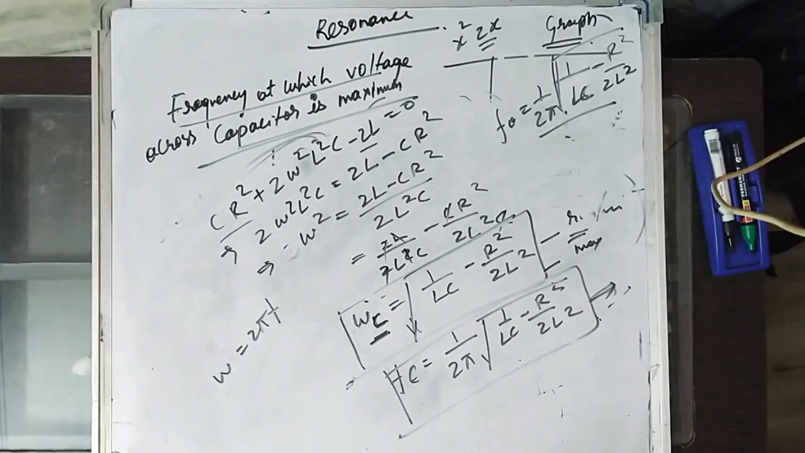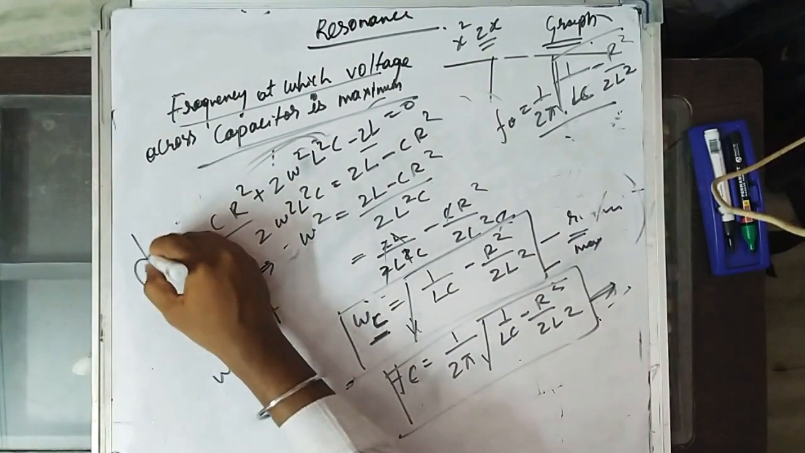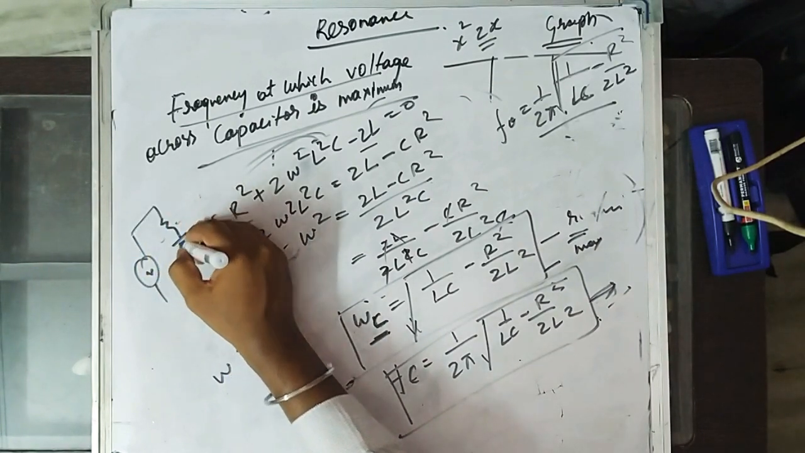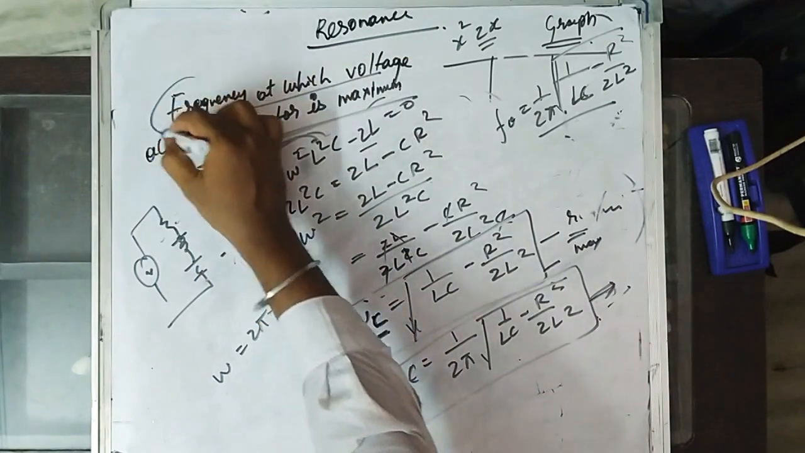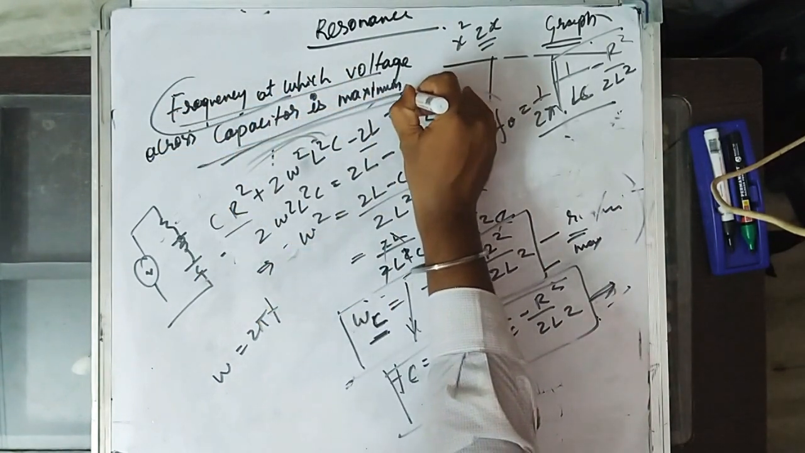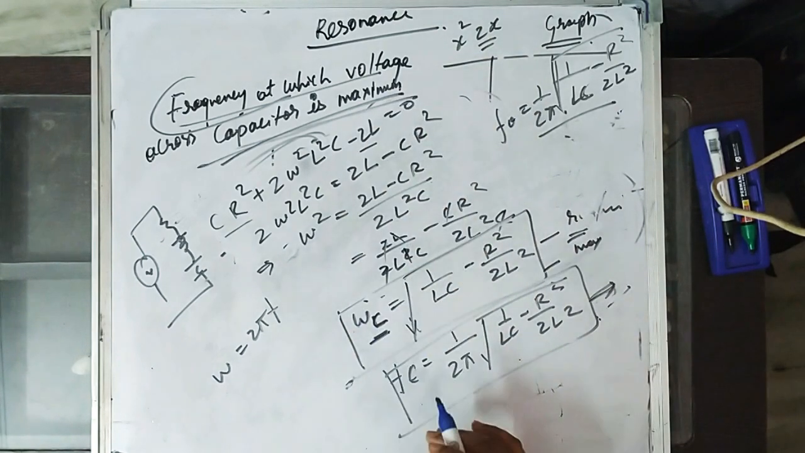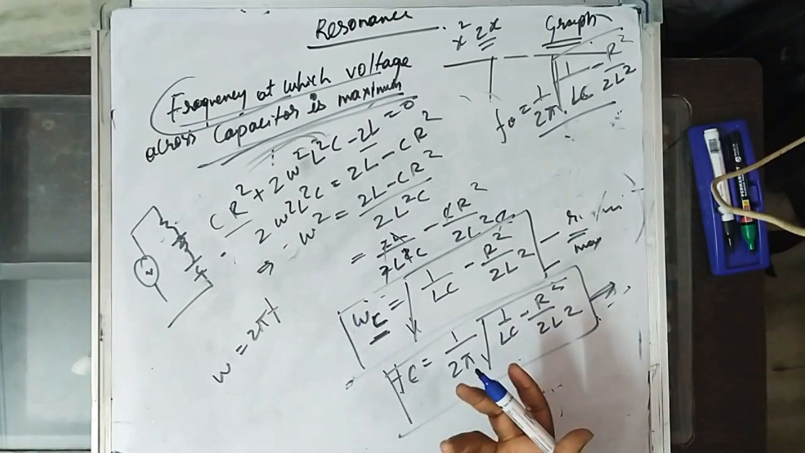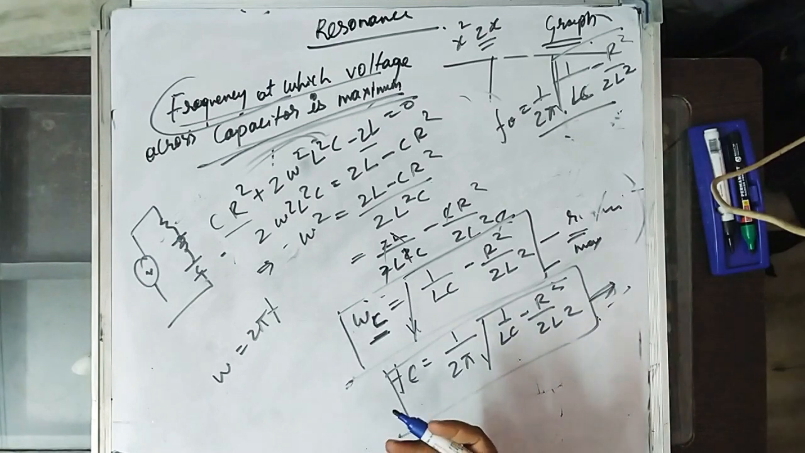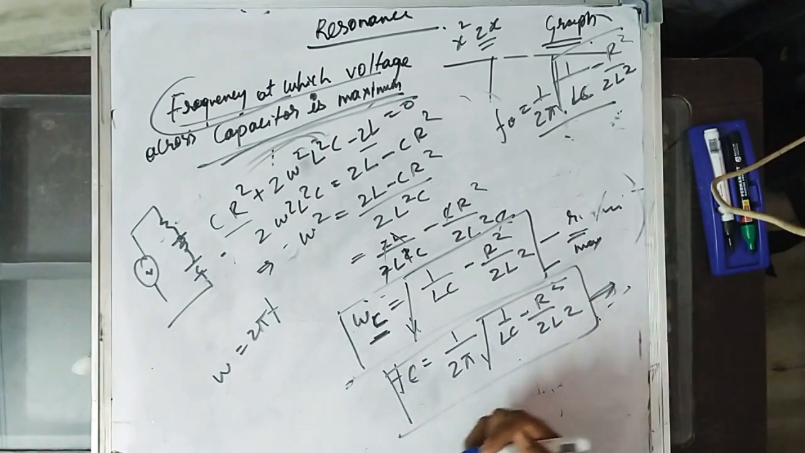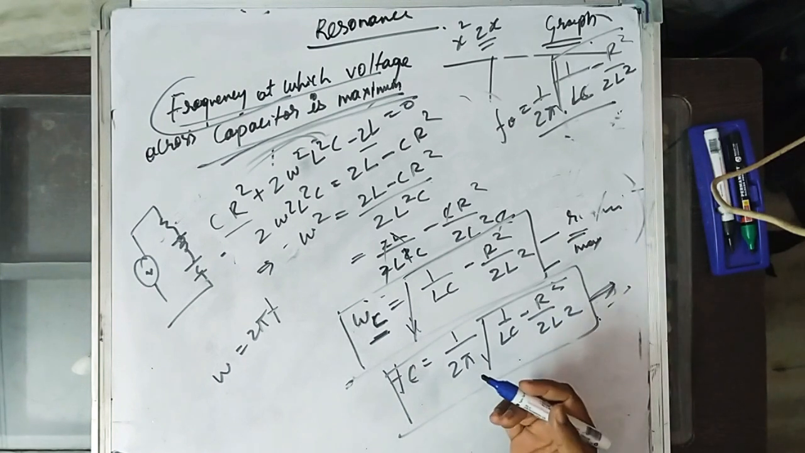In a few problems, what will they give? They will give a simple RLC circuit, and they will ask you to find the frequency at which the voltage across the capacitor is maximum. In that question, you need not do all this derivation. But if they ask you to derive and find it, you have to do it compulsorily. If they ask directly for the frequency, you have to memorize that formula.